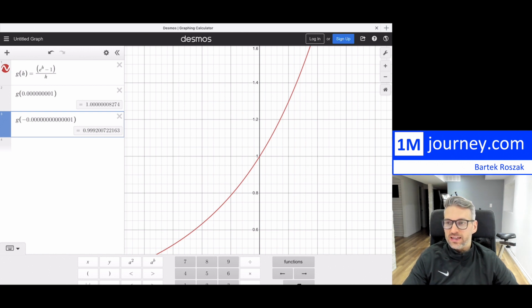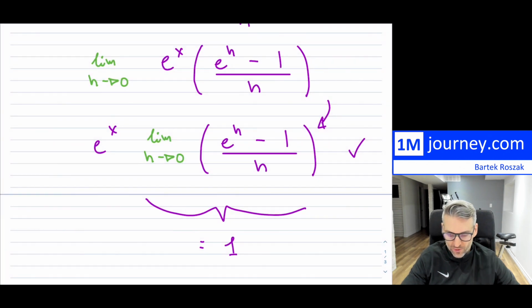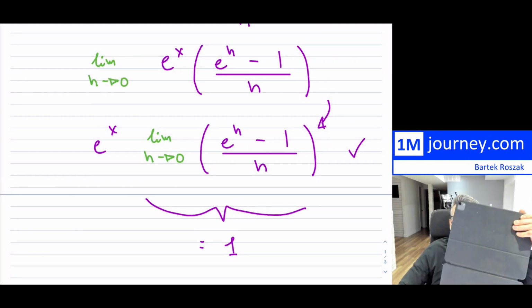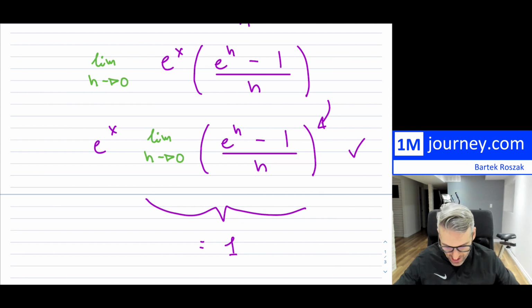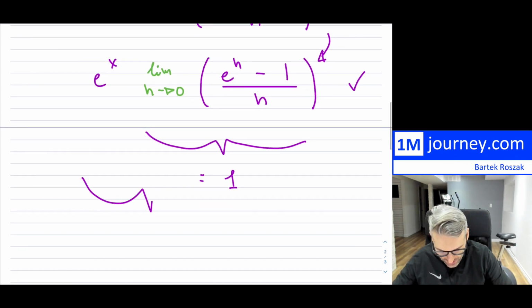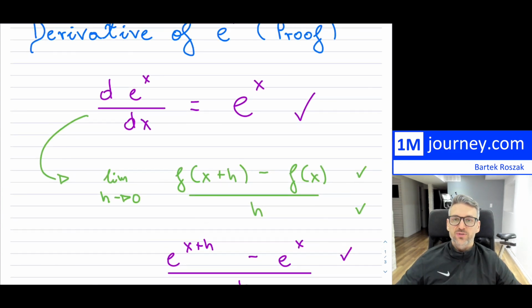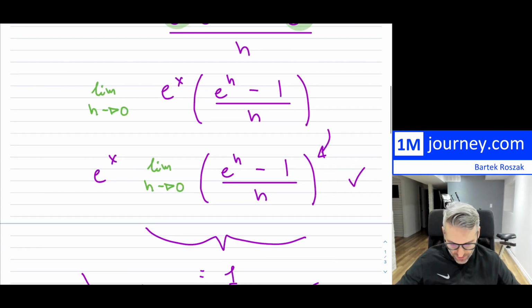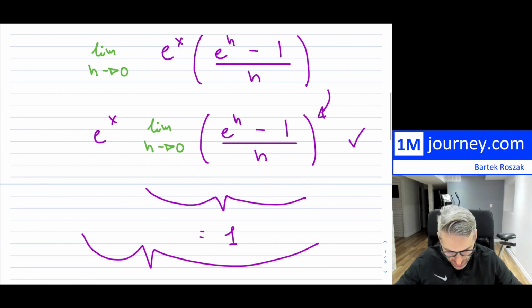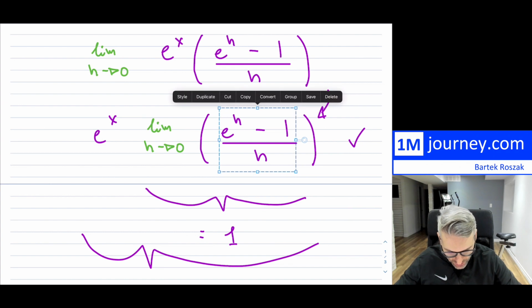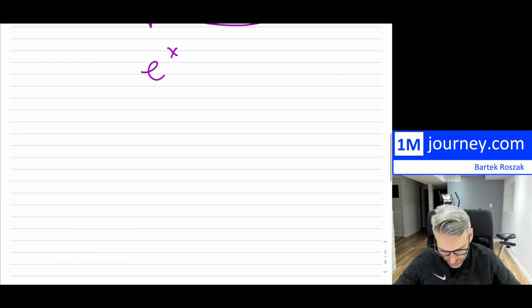So you can see that the limit of e to the h minus 1 over h is equal to 1. And if that is the case, then we can see that this entire thing, e to the x times 1, is just this, which is exactly the derivative we set out to have. Now, if you're not satisfied with the visual representation of the proof, then you can take this right here, and you can do it algebraically. So I'm going to show that to you in just a moment.